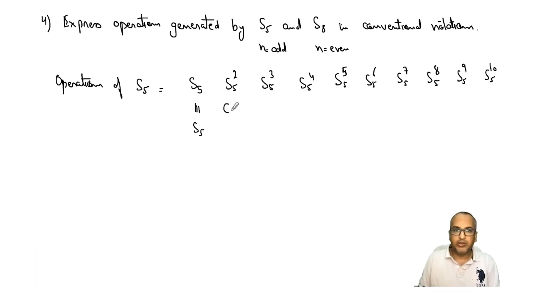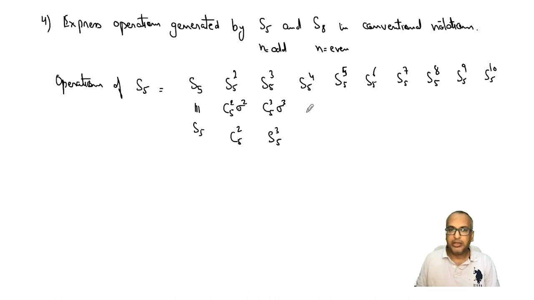What is S5 square? We have C5 square into sigma square. Now sigma square is E, so we can write it as C5 square. Although it is C5 square, it is an operation generated by S5. This is what is meant by conventional notation. Now again, C5 cube, sigma cube. This does not conform to anything, so we'll keep it as S5 cube only. Again, this will be C5 to the power 4, sigma to the power 4. Sigma cancels, so we will be left with C5 to the power 4. Then C5 to the power 5, sigma to the power 5, so we are left with only sigma, and so on and so forth.